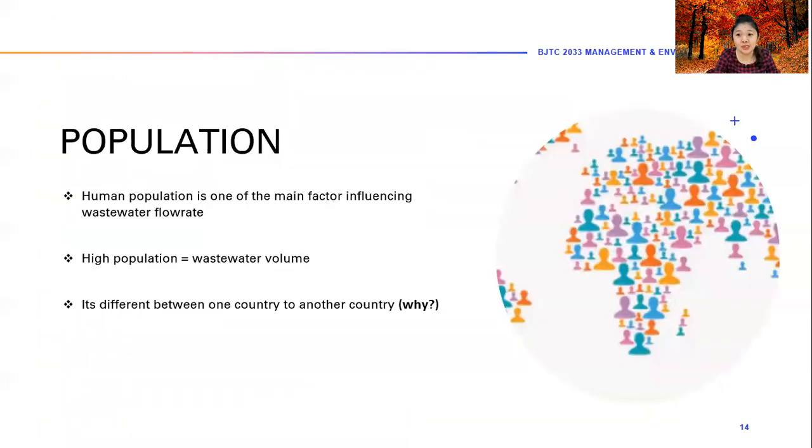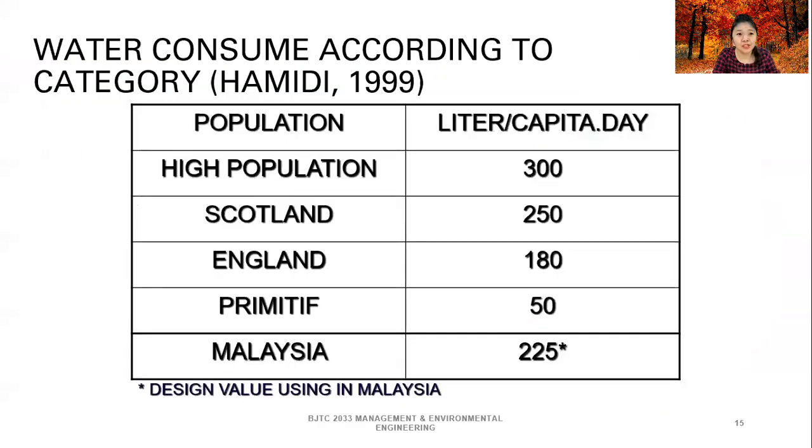So for the population, you will see here that human population is one of the main factors influencing the wastewater flow rate. When you have a high population, it means the wastewater volume will be high. And it is different from one country to another. So think about it, why? Right, this is the water consumed according to category. For those with high populations, the figure is 300 liters per capita per day. For Malaysians, we design for 225. Okay, so you will see.